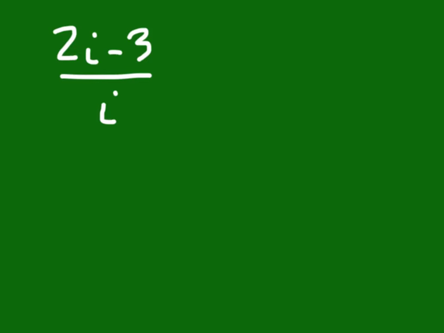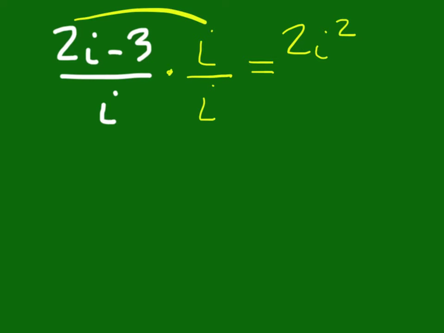Example 2. 2i minus 3 over i. What do I multiply the top and the bottom by to simplify? Yeah, we multiply by i on the top and the bottom. And on top, 2i times i is 2i squared. And i times the minus 3 is minus 3i.